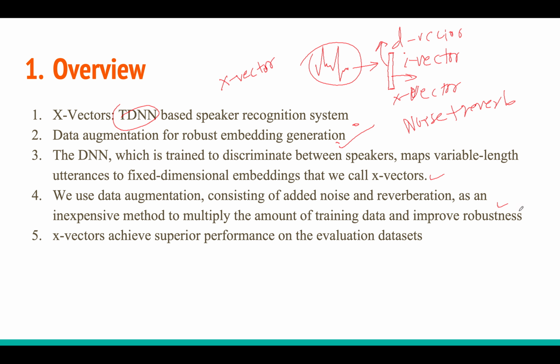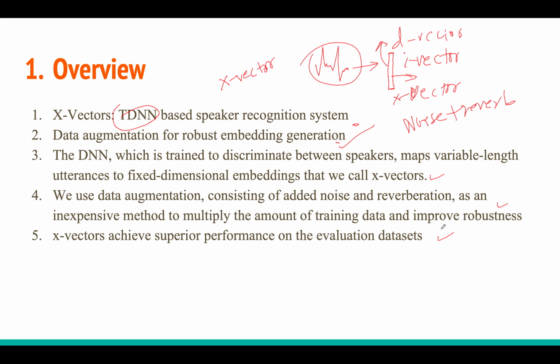If your test data comes from a very noisy environment and your training consists only of very clean data, then it's a sort of mismatch. The data distributions are different, so the system performance will go down. If you add this sort of noise to the training, the robustness will increase. That's the point they are trying to prove. They also get some improvement in performance compared to the i-vector and one more bottleneck feature based i-vector system.